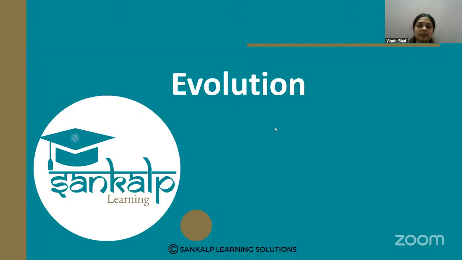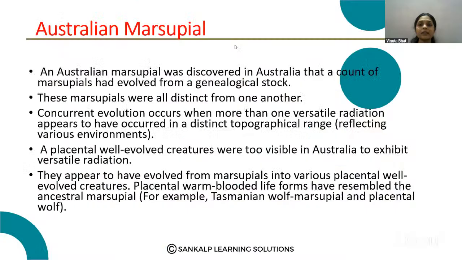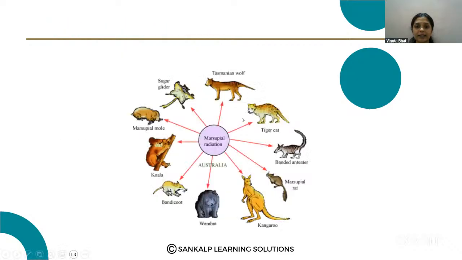So adaptive radiation, the very good example is Darwin's finches that we studied in the last class. So let us start the chapter with one more example for adaptive radiation, that is the Australian marsupials. Marsupials were discovered in Australia, and they had evolved from some ancestral stock. The Australian marsupials developed here. So this is an example for adaptive radiation.